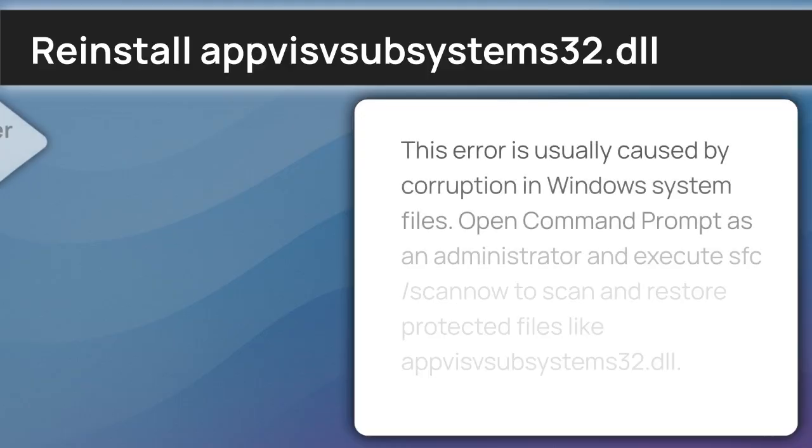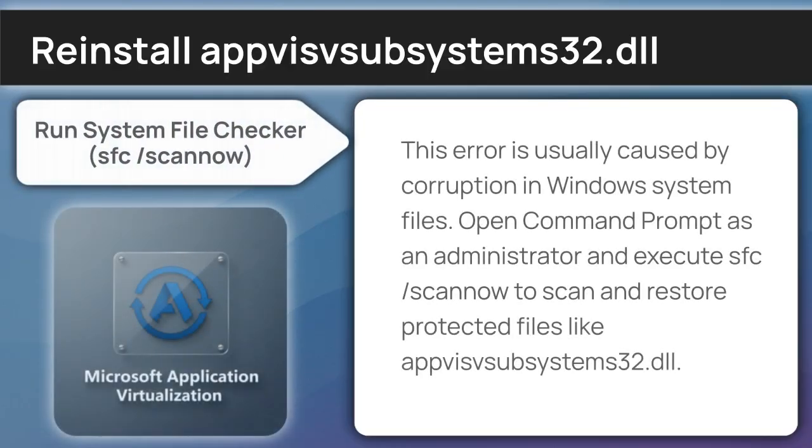The App-V Subsystems32.dll is a core Windows component. Launch an elevated command prompt and run sfc /scannow to scan for corruption and automatically replace missing or damaged system DLLs.